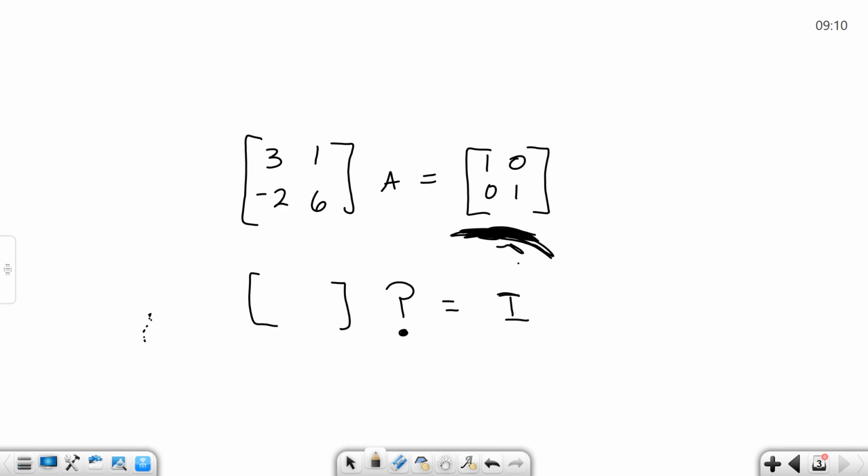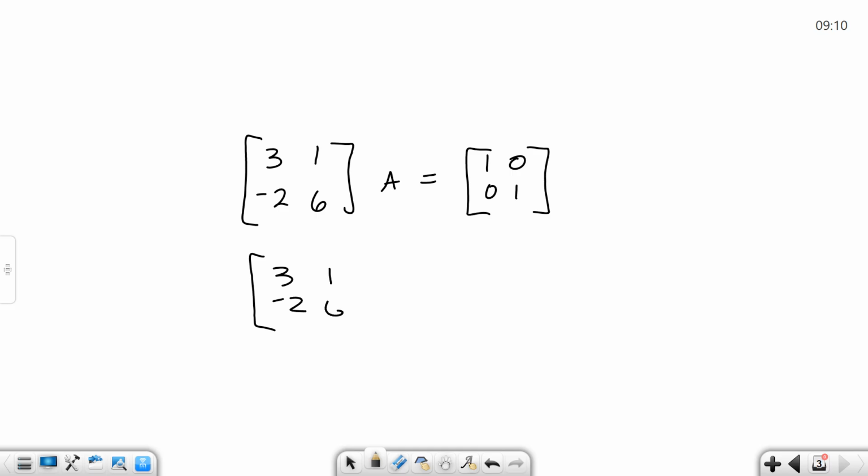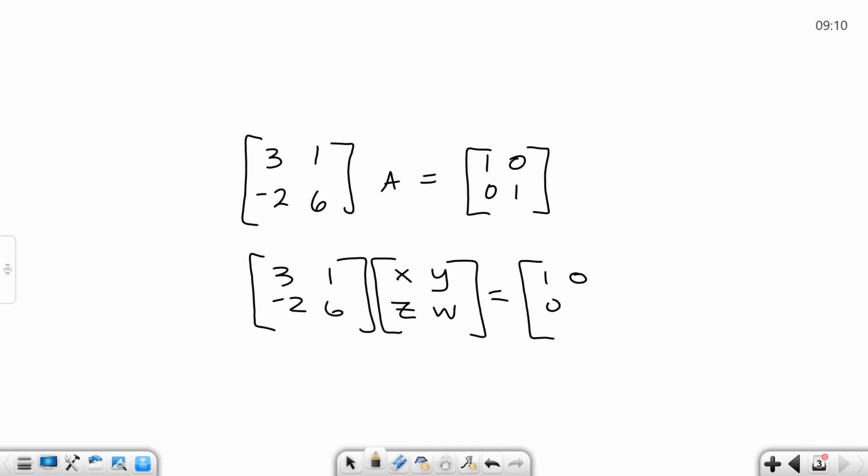And so if you did happen to see one like that, the way that you would set it up, first of all, you could recognize it's the inverse. And so you could find the inverse and do it that way. But you could also set it up this way. You could put any letters you wanted to in there. Okay, and you could set it up this way.